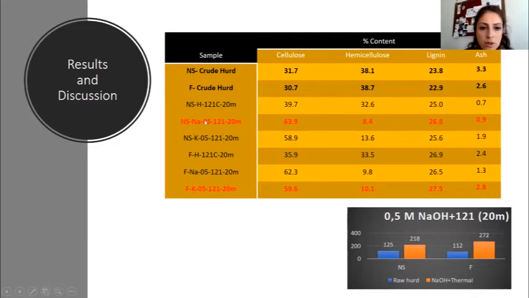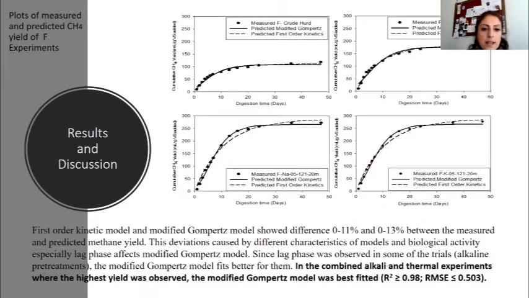Narlisarai and sodium hydroxide, here you can see, and also Futura, sodium hydroxide and potassium, show a very good increase in cellulose percentage. And also hemicellulose degradation can be seen here. It's very parallel to our biomethane production results.